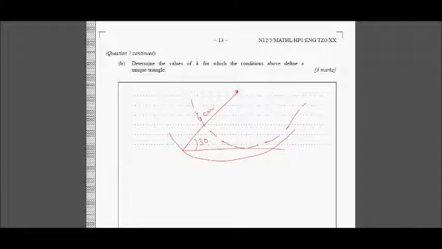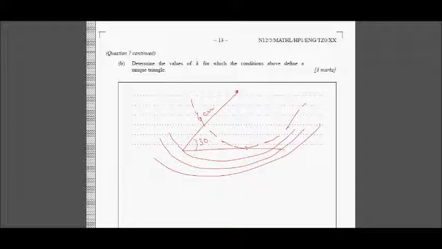Next is: determine the value of k for which the conditions above define a unique triangle. How do you usually draw the information here? You draw a line and you draw 30 degrees here, and then you draw 6 centimeters. That's how you do it. And from this 6 centimeters, you need to draw a curve so that it either touches it or cuts it exactly once.